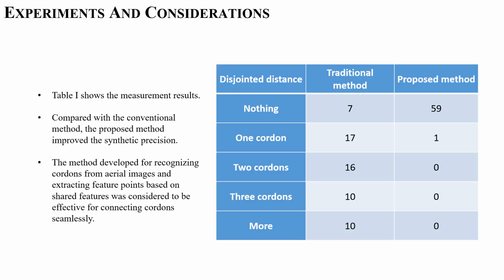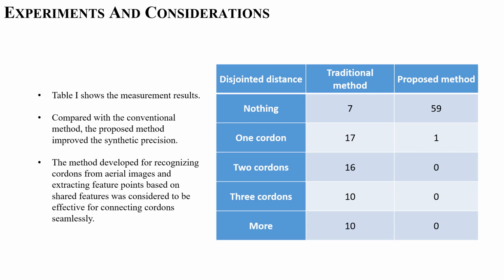This table displays the measurement results. When using the conventional method, 53 out of 60 cordons were disjointed at the edges of images. In contrast, our proposed method resulted in only one disjointed cordon. In the conventional method, one cordon was disjointed by a distance equal to twice the thickness of the original cordon. However, with our proposed method, the cordon was disjointed by a distance of nearly 1 cordon thickness.